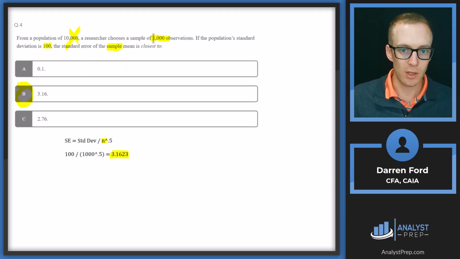And the reason that we're using the 1,000 for n and not 10,000 is because we're looking at the standard error of the sample. We're not looking at the whole population. We are still using the population standard deviation, but the standard error is giving us an idea of how our sample might vary from the population standard deviation.